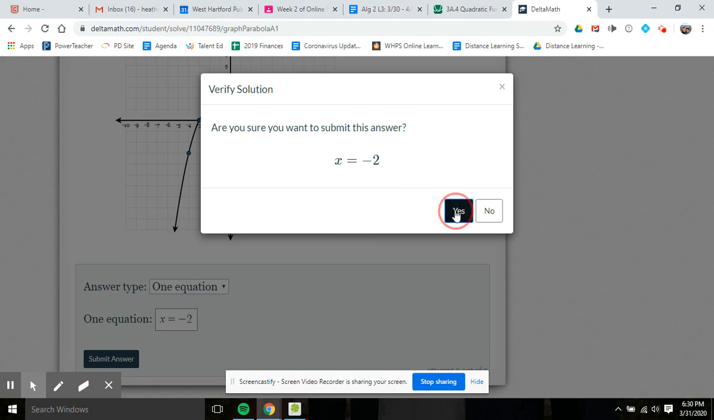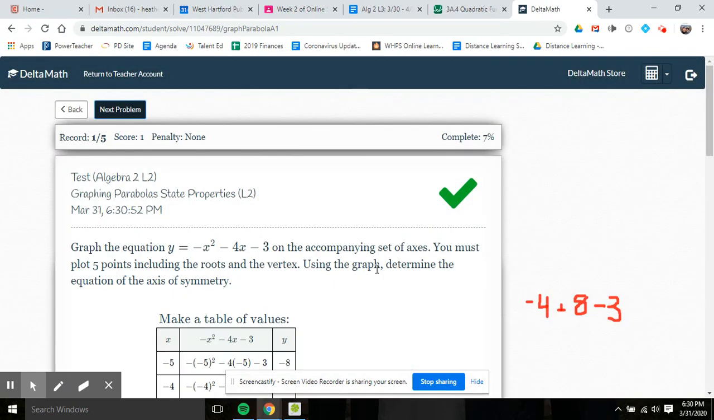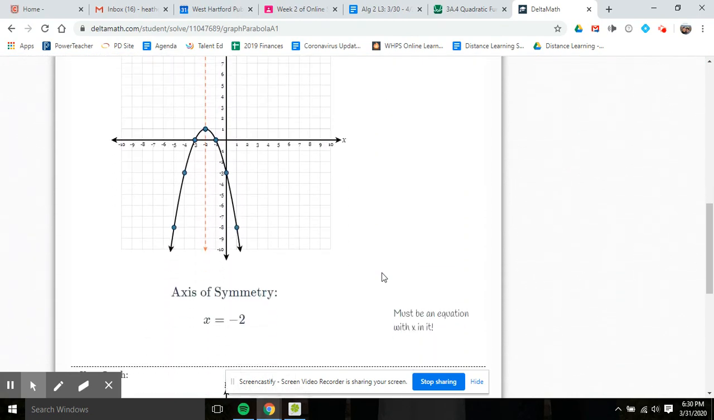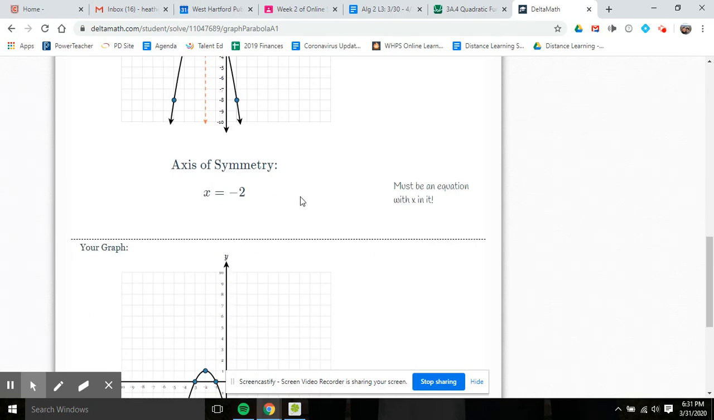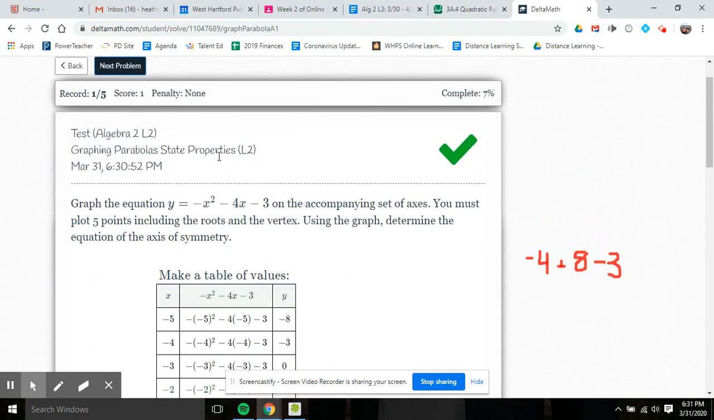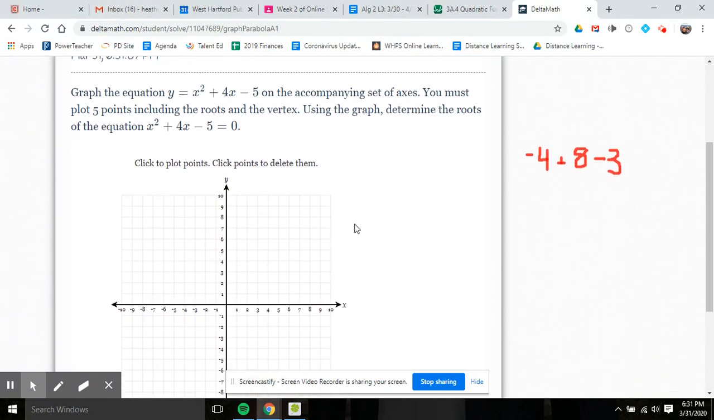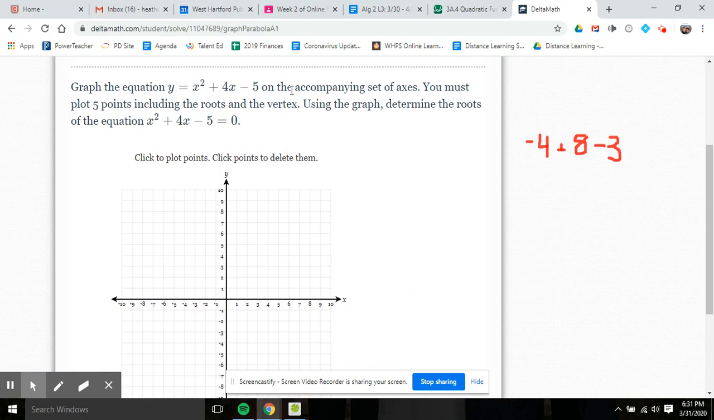Let's see if I got it right. And I did. So many of you are doing the parabola correctly. It's just this part here where you're not entering in the axis of symmetry or something else. So I'm going to go on to the next problem and just show you what the next one says. It says graph the equation, which is always going to be the first thing. So you find your axis of symmetry, make a table with 5 points, all of that. And then it says using the graph, determine the roots of the equation.